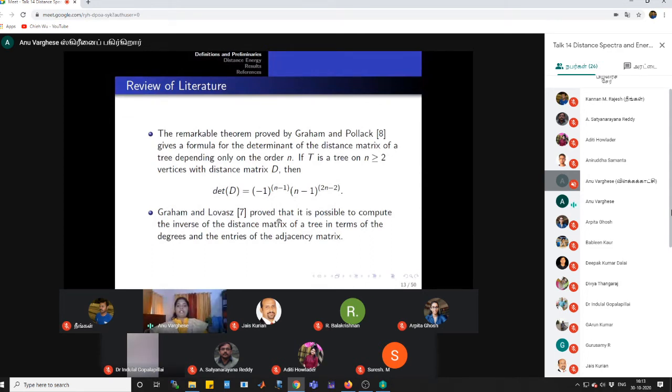And Graham and Lovász proved that it is possible to compute the inverse of the distance matrix of a tree in terms of degrees and entries of the adjacency matrix.